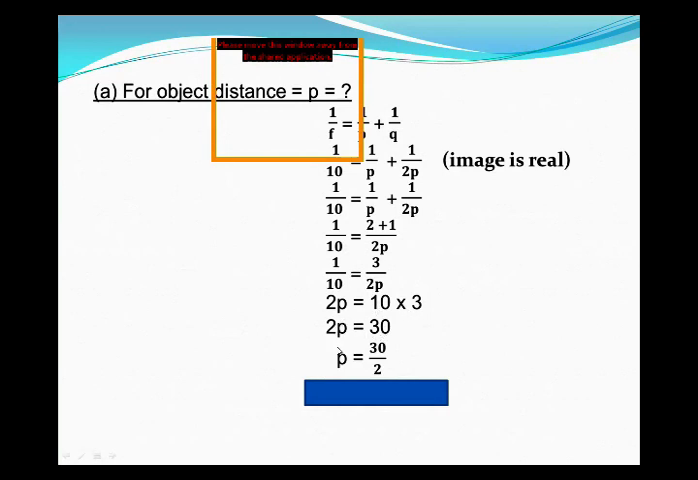Here we want the value of p, but 2p is given. So we will shift 2 from left to right, and it will come in division. After that, we will divide 30 by 2. Then we get 15, because 2 ones are 2, 2 fifteens are 30. So the object distance is 15 centimeters if the image is real.